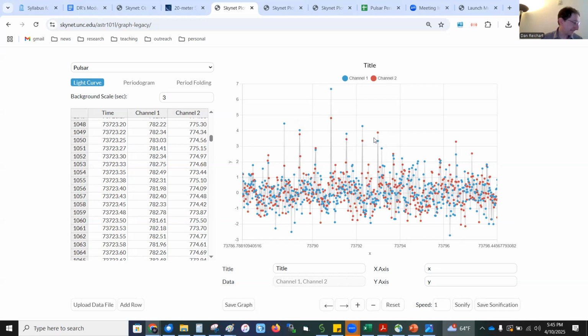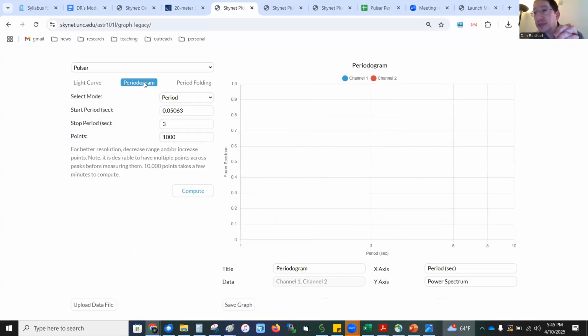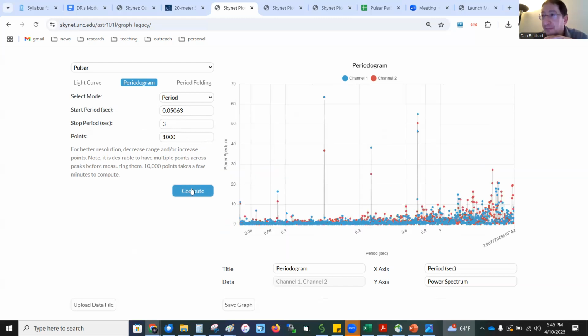Okay. So, next, let's go to the periodogram. Here, we were able to just measure it off the light curve, but we won't always be able to. So we'll go to the periodogram. We're going to compute. Okay. This is an algorithm. It's called Lomb-Scargle. It goes through that time series that we were just looking at, looking for periodicities. And it can even find them if they're below the noise.